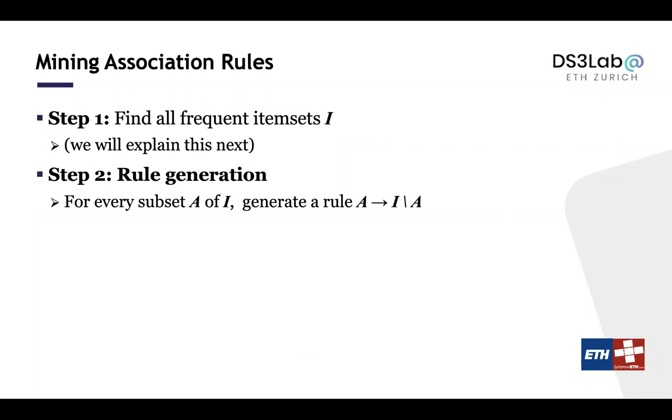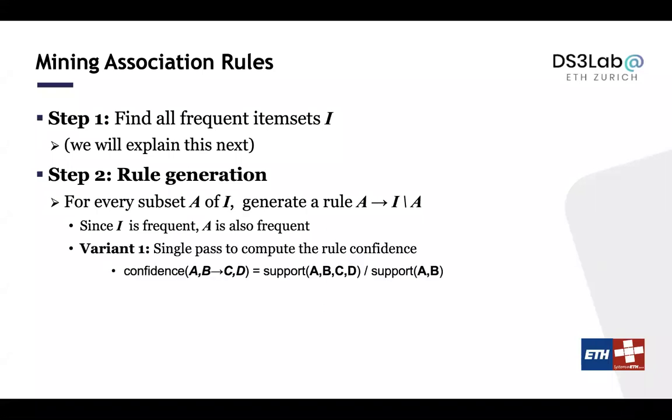So for each item set I, you already know it has high support after step 1. Then you can look at every single subset A of I, and generate a rule from A to the rest of the items. For example, if you have one frequent item set that is beer, milk and Coke, let's look at one subset A equal to milk. Then I generate a rule from milk to the other 2 items. And you do that for every single subset of I. Since I is frequent, you know A is also frequent because it's a subset.